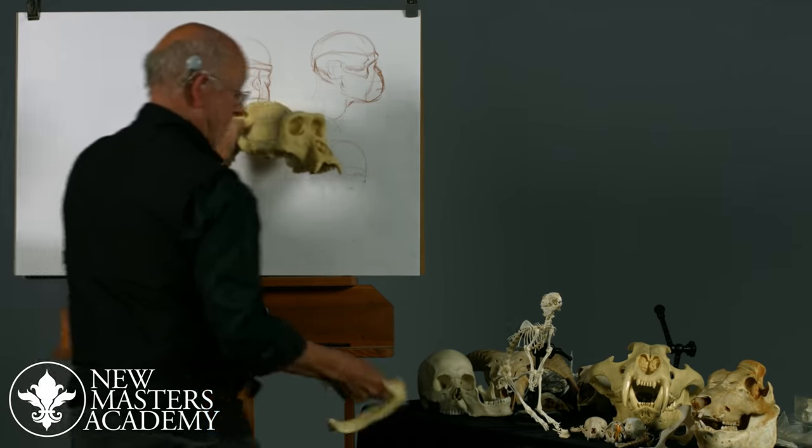In other words, if I take, here, this is a cat skull. Okay. This is a tiger skull. They're basically the same thing. There's not that much difference other than size. It's the size that makes the difference.